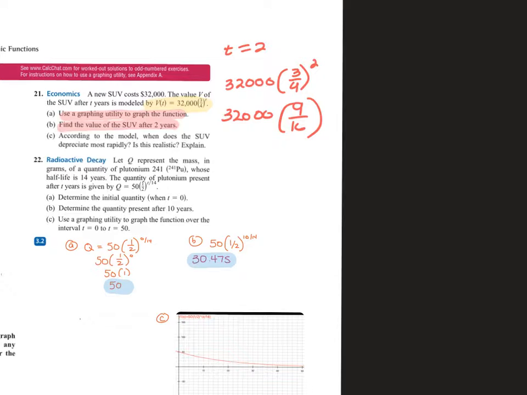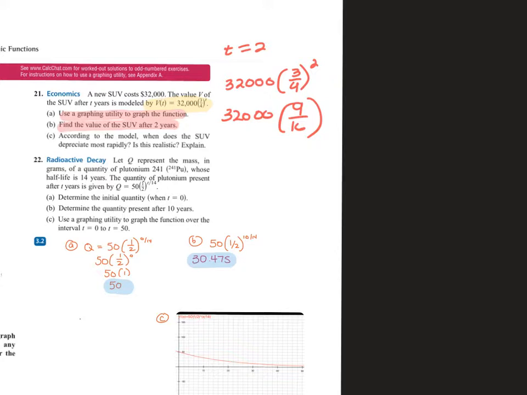C says, according to the model, when does the SUV depreciate the most rapidly? Is this realistic? So, when's the fastest drop is what it means. You're going to see that it falls and it goes like this for a long time. That's not a big deal. But from here to here where it drops, that's where it is. And it happens in the beginning, which, if you've ever talked about used cars, is like everything else. You buy something, it immediately loses its value, right? The year 10 to 11, not that big of a deal.